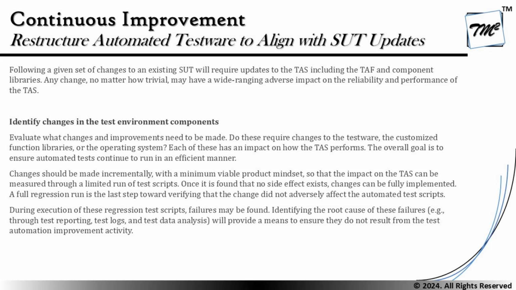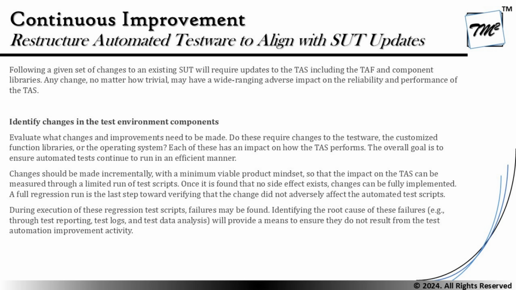To get started, the very first segment we have is to identify the changes in the test environment components. Now, test environment components again have many things to talk about. So evaluate what changes and improvements need to be made. Do these require changes to the testware, the customized function library, or the operating system itself? Each of these has an impact on how the task performs. The overall goal is to ensure automated tests continue to run in an efficient manner.